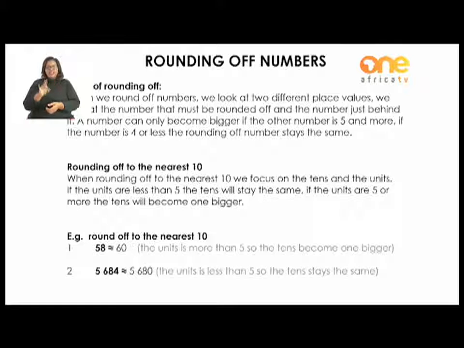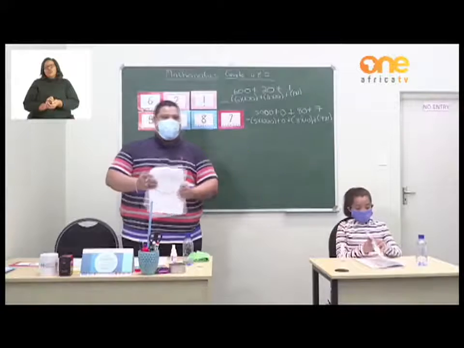5,684 rounded off to the nearest 10. We first need to find the number in the 10th place, that is the 8. So we will focus on the 8 and we will focus on the 4. Then we read in brackets, the unit is less than 5, so the 10 stays the same, meaning the unit cannot change the 8. So the 8 will stay the same, and 5,684 rounded off to the nearest 10 becomes 5,680.